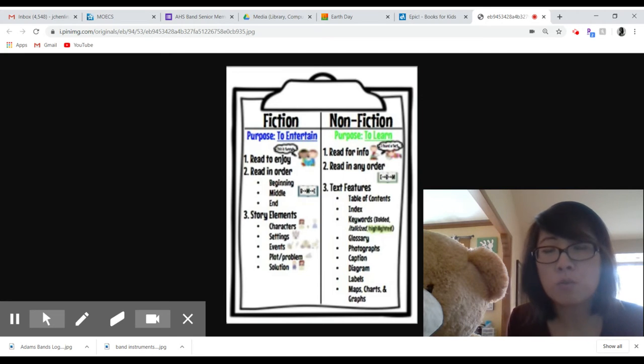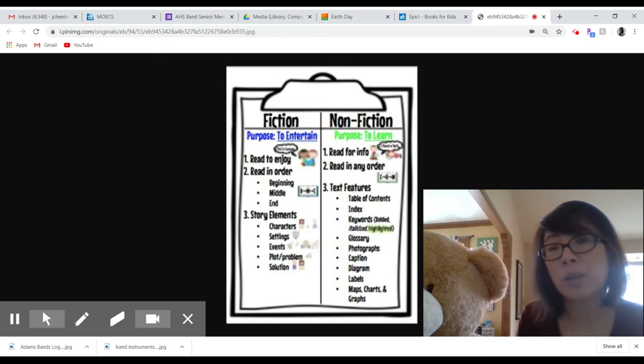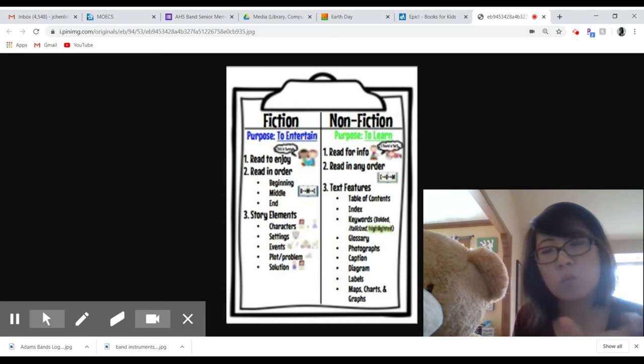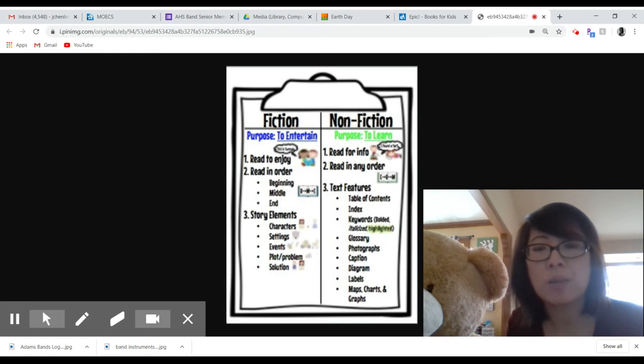There might be photographs instead of drawings or illustrations that show you an animal in its habitat, or maybe a photograph of a person doing the sport that you're reading about. And a lot of times those photographs will come with captions, which are words that give you more information about the photograph. And then you might also find diagrams and labels.